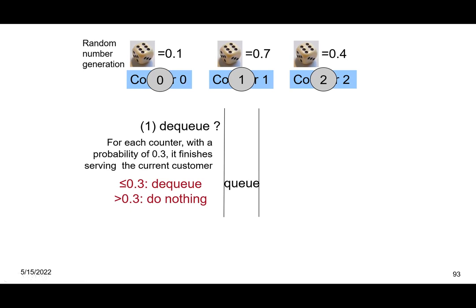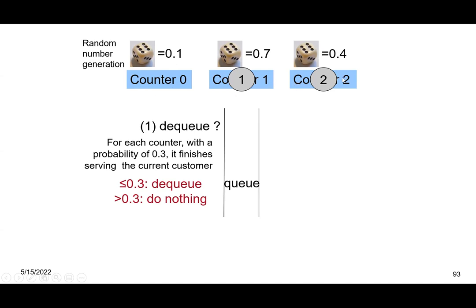So the counter becomes empty. If the value that you generated is more than 0.3, you do nothing. Do nothing here means this customer will remain there in the counter to continue with the transaction. Based on the random value I generated in these 3 counters, only counter 0 has a value less than 0.3, right? So this customer 0 will leave the counter. We finished already. So now counter 0 will be empty.